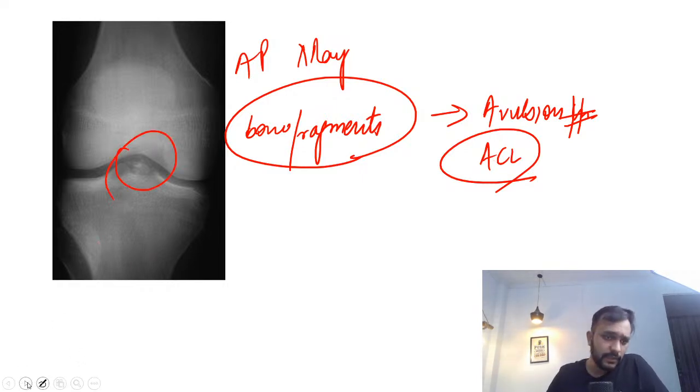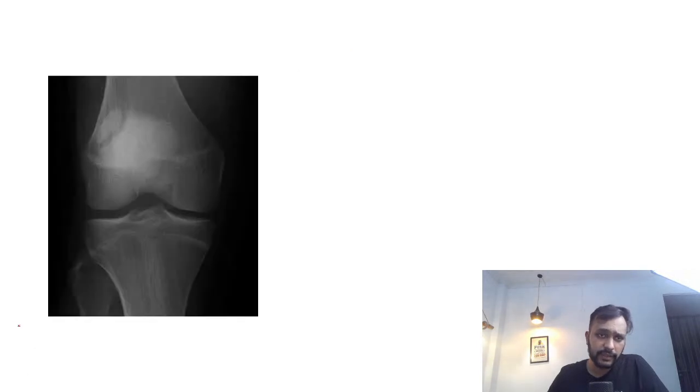Avulsion fracture caused by the ACL ligament. Right, so we have to look at the joint space very carefully. We have to look for any bony fragments within the knee joint. Now tell me guys, what are your observations for this X-ray of the knee joint?